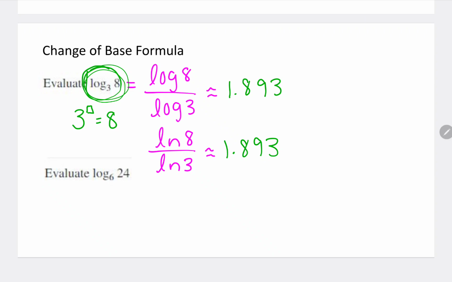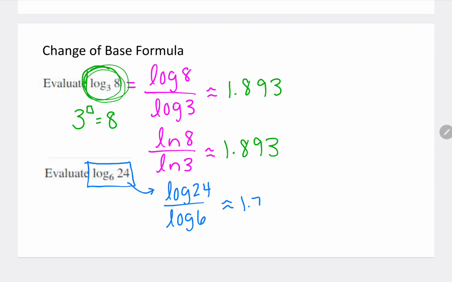So one more example of that, log base 6 of 24. Again, you can't type it into your calculator just like that. But what you can do is you can type in log of 24 divided by log of 6. Or you can type in ln of 24 divided by ln of 6. And we get about 1.774. Or 6 to the 1.774 power equals 24.